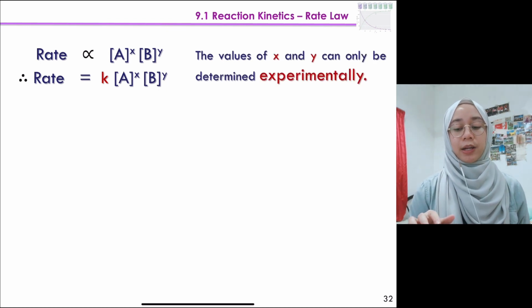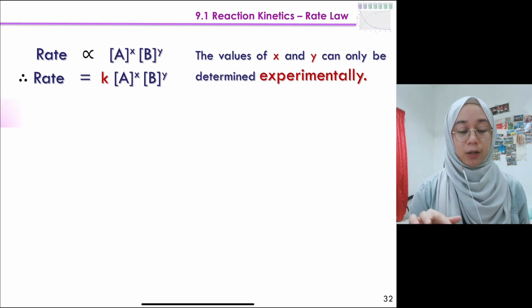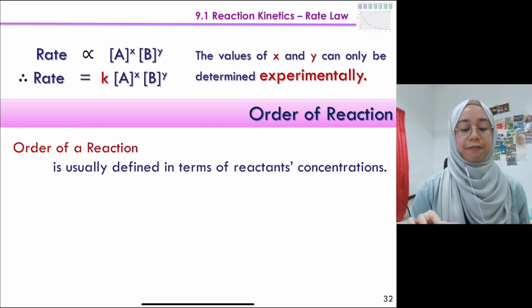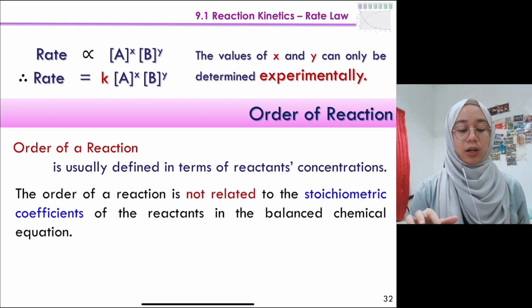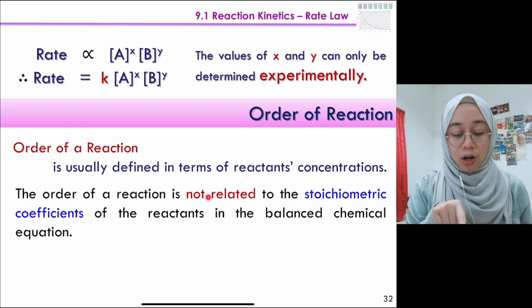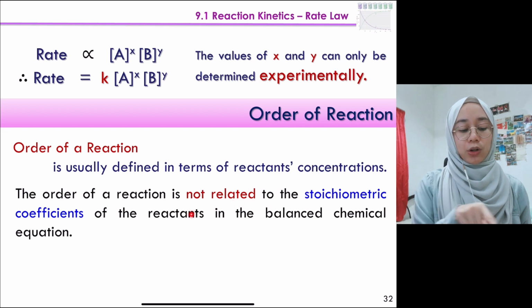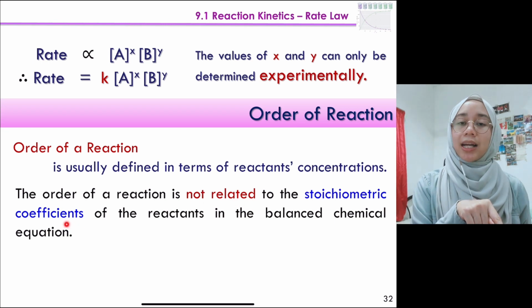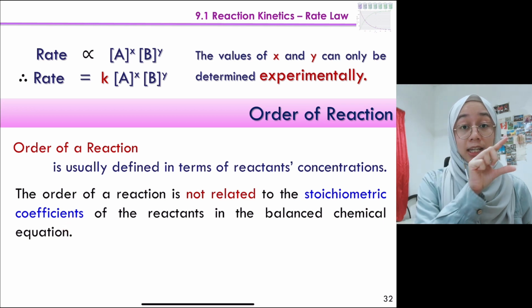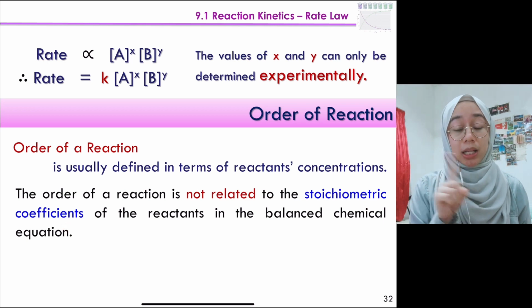So basically the value X and Y can only be determined experimentally untuk dapatkan value tu. Okay, so order of reaction is usually defined in terms of reactants concentration. So the order of reaction, okay, tengok ni betul-betul lah. It is not related to the stoichiometry coefficient. Tak ada kaitan pun dengan koefisien yang berada dalam equation yang diberikan kepada kamu. Okay, tak ada kaitan pun.